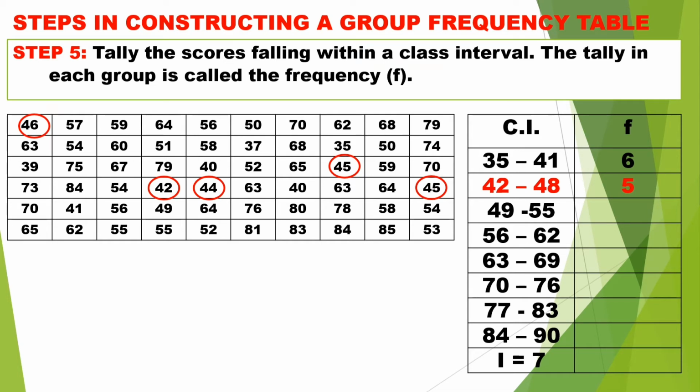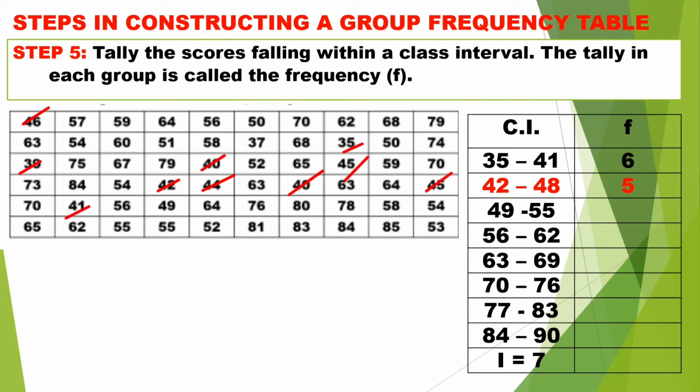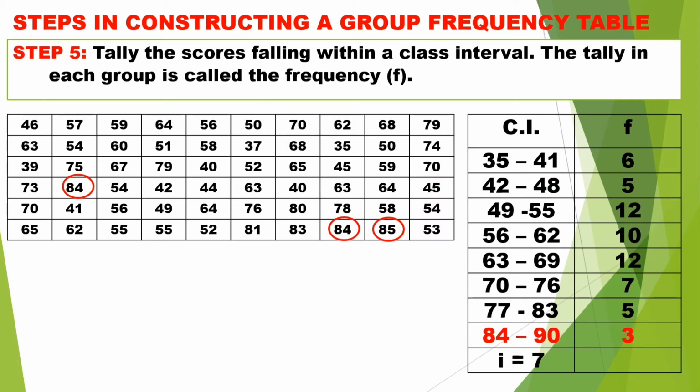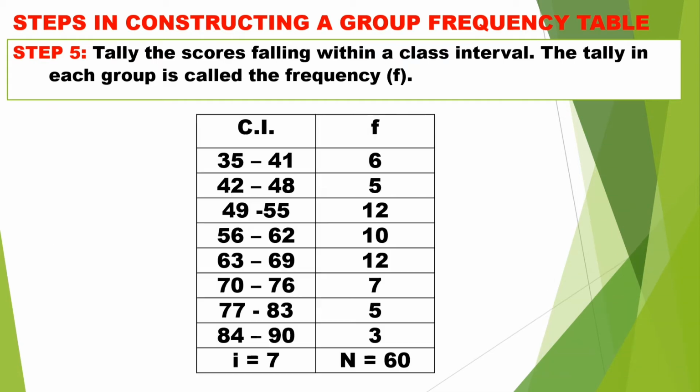To make the tallying or counting process easier, kindly cross out all the scores already counted. To continue, repeat the process of counting or tallying the scores in every class interval until you counted on the last interval, which is 84 to 90. And lastly, kindly add the frequency. And that is now the table after step 5.